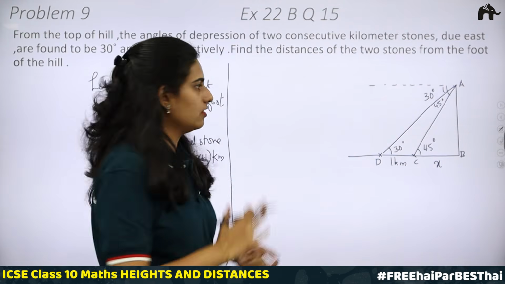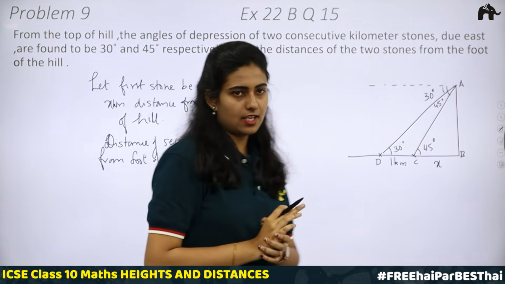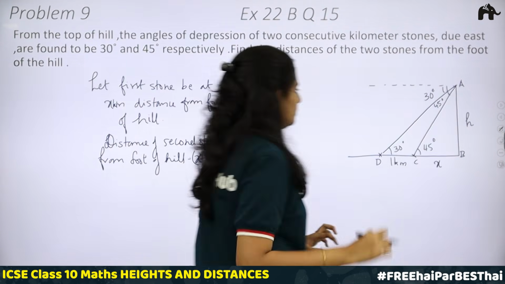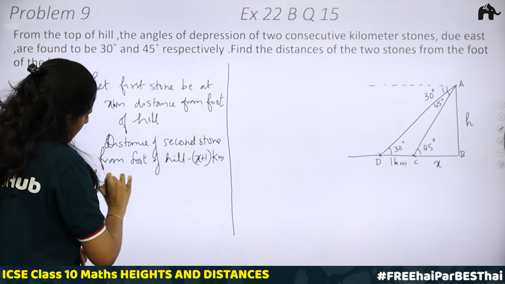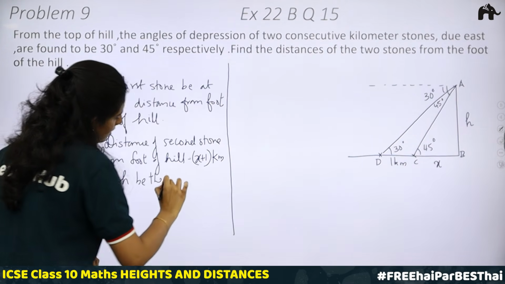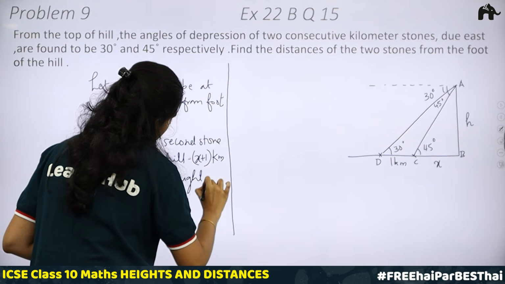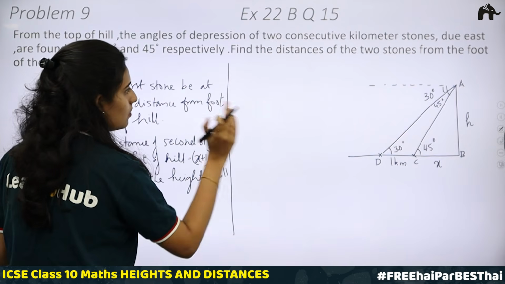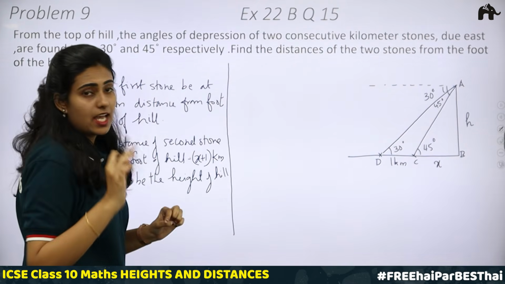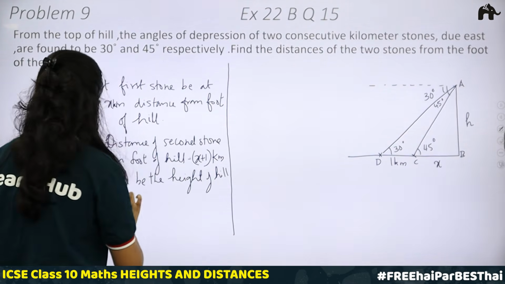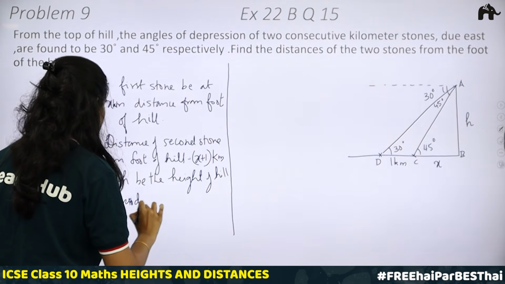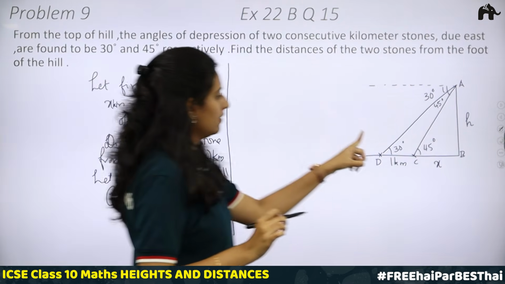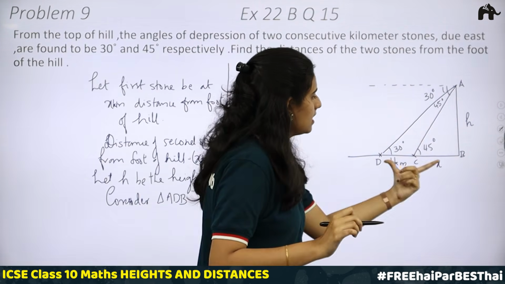Now what will we be doing? We will be considering two separate triangles. Here let the height of the hill be h. These are our considerations. First, consider the triangle ADB. In triangle ADB, here we have a 30 degree angle, opposite side, adjacent side.